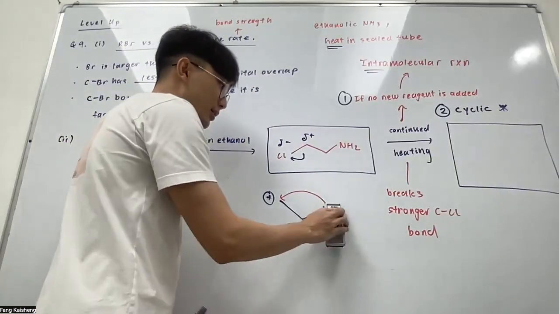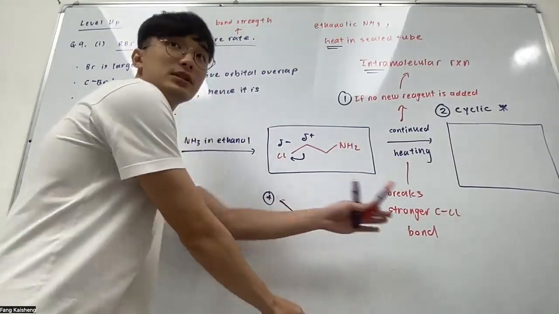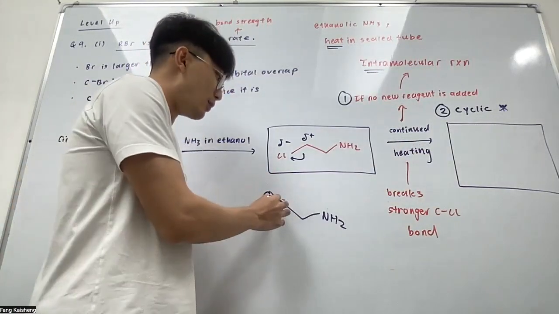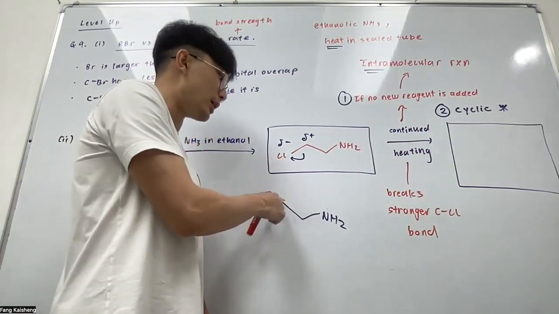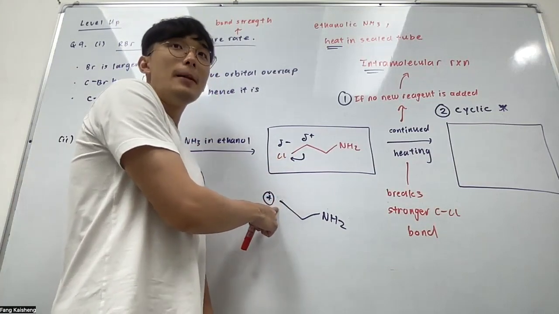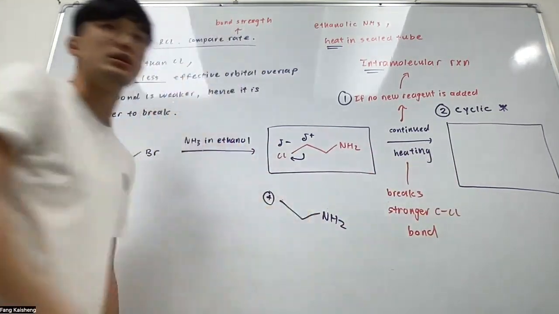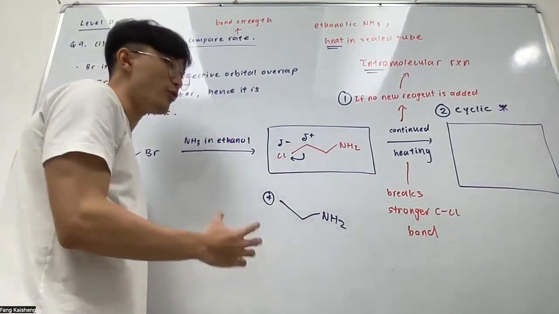Okay, so do you get it? I break the C-Cl bond first. The C-Cl bond breaks, so now I remove the Cl. You see that? So now the carbocation is formed. But somehow, I don't have any external reagent. It has to react within itself. So who reacts with what?